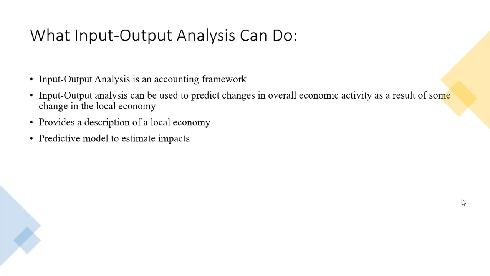As I already discussed in my previous lecture, this is just a direct debit-credit based framework. That is why it is also called accounting framework analysis. Input-output analysis can be used to predict changes in overall economic activity as a result of some changes in the local economy. For example, if we have a complete input-output table and some specific change in prices occurs, or some change occurs in demand, maybe due to some exogenous factor or some endogenous factor, we can easily forecast and measure those changes.